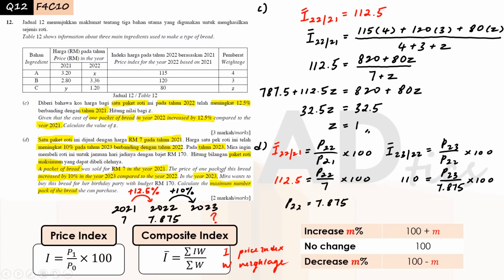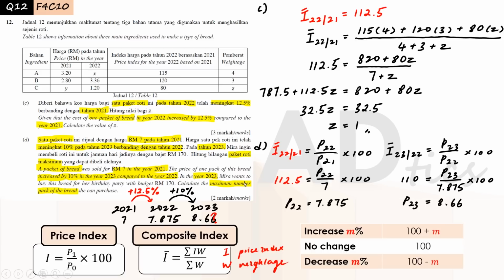So for this one, because we are increasing 10%, the price index here is 110, because 100 plus the value of the percentage. Okay, so here will be 110, and for P22 we are going to use the value that we have found just now to find the value of P23. So in year 2023, one packet of bread costs RM 8.66.